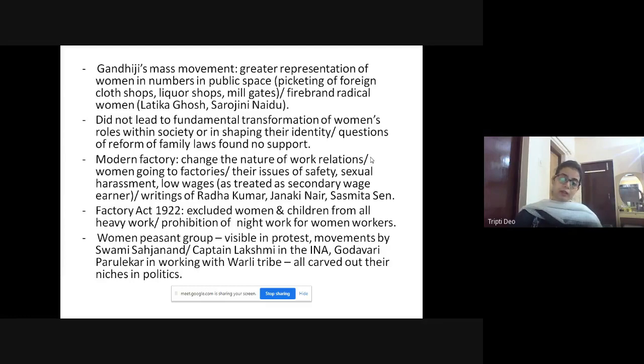Women peasant groups became more visible during the national movement, especially in the protest movements by Swami Sahajanand. And later we see Captain Lakshmi in the INA, Godavari Parulekar working with the Varli tribe. So there were many women working around the women's issues. All of them had carved out their niches. Niches means that they had their own space where they were trying to fight for women's rights. Nothing became as big and revolutionary at this point of time as to transform the way women were being looked at.